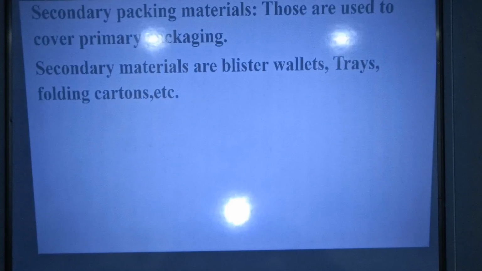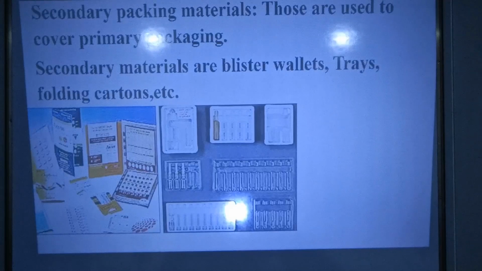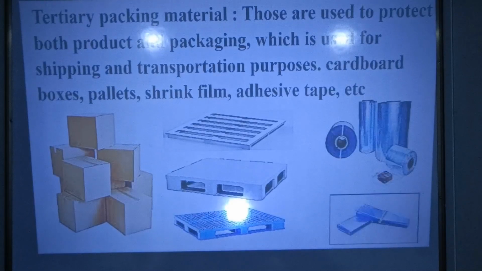Secondary packing materials. Those are used to cover primary packaging. Secondary packing materials are blister wallets, trays, folding cartons, etc. Tertiary packing materials. Those are used to protect both product and packaging, and are used for shipping and transportation purposes. Tertiary packing materials are corrugated box sheets, pallets, shrink film, adhesive tape, etc.